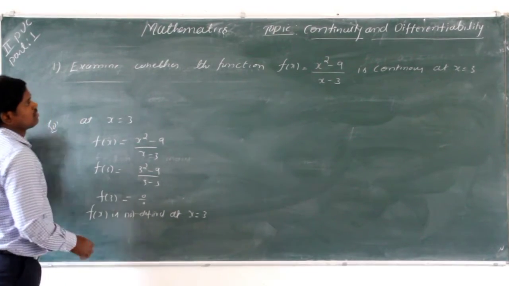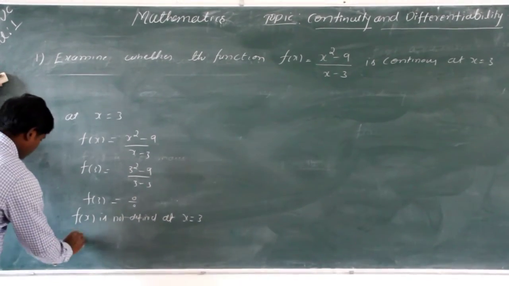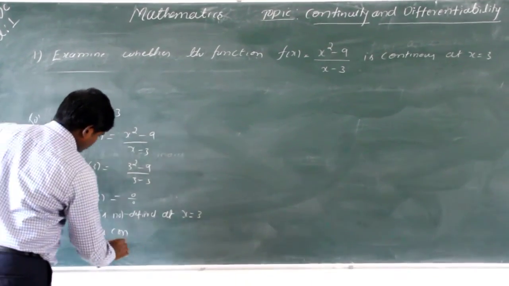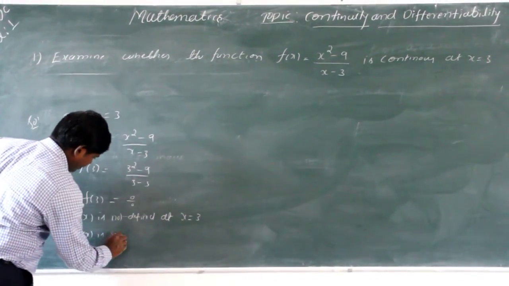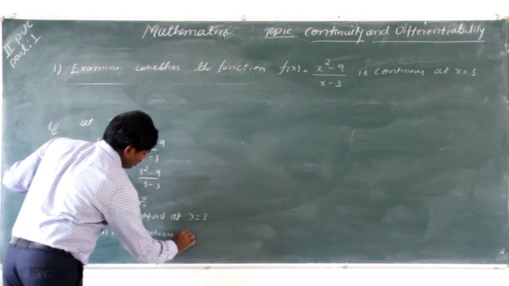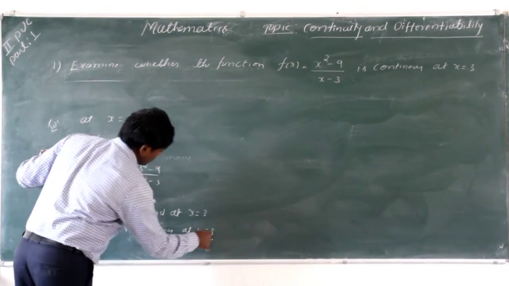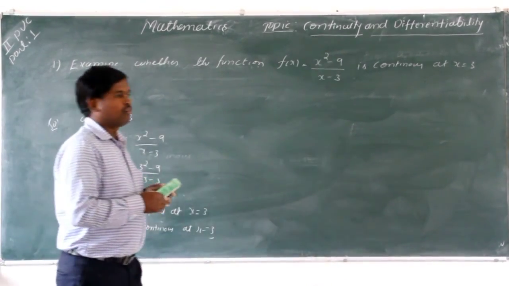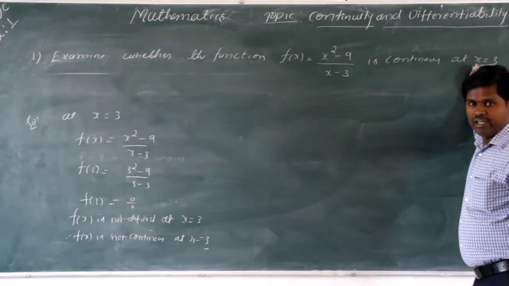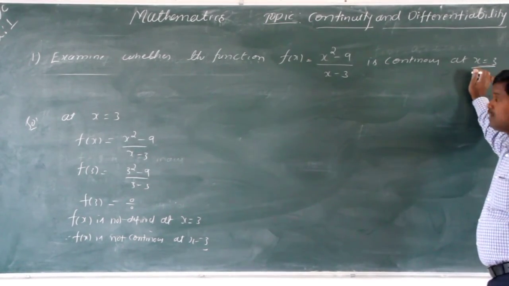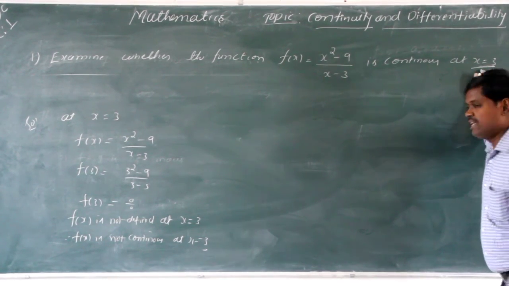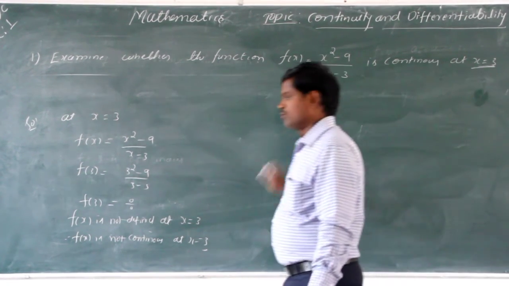So therefore, f of x is not continuous at x is equal to 3. Okay, so particularly the function f of x is not continuous at x is equal to 3. At the particular point, it is not continuous. That means at the particular point x is equal to 3, there is a break or a jump in the graph of the curve.